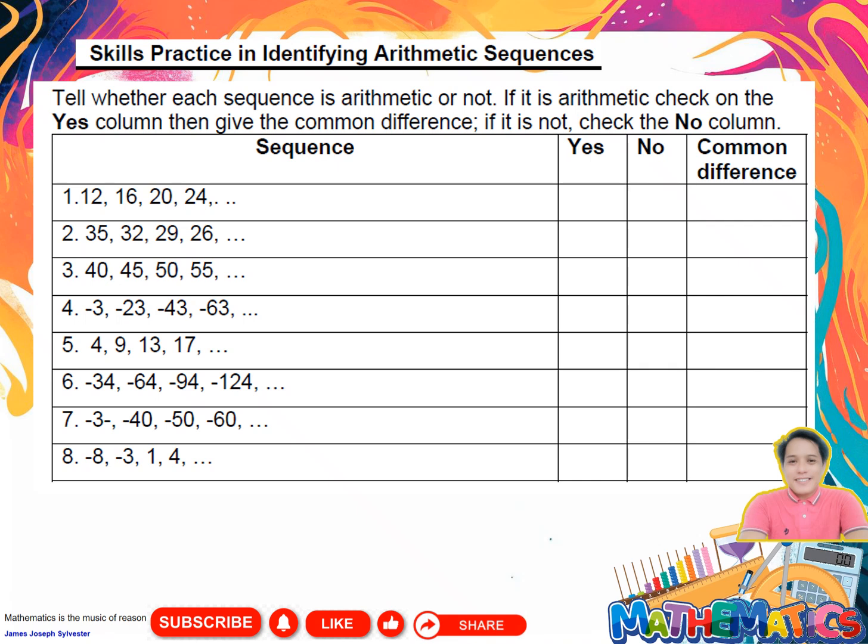Identify if the given is arithmetic, check the yes column. If no, check the no column. Then, if yes, find the common difference of the given arithmetic sequence.